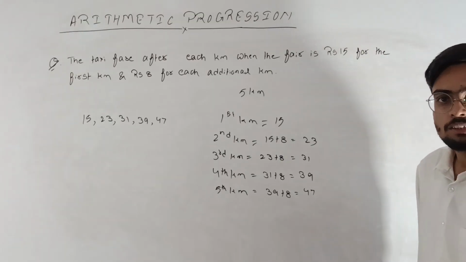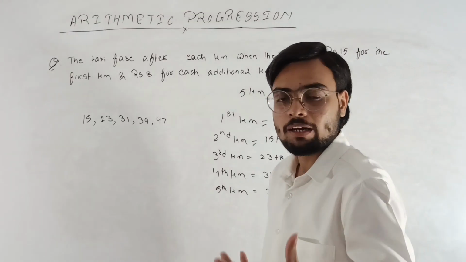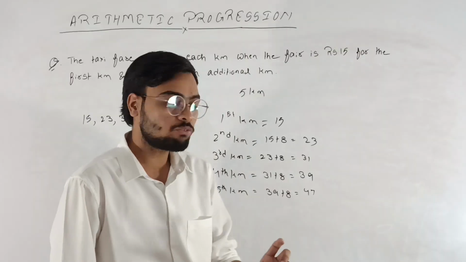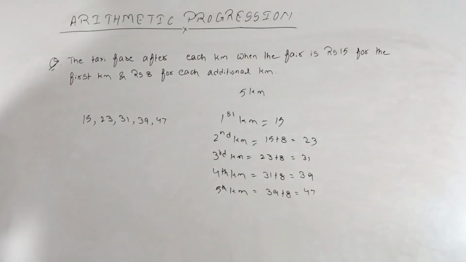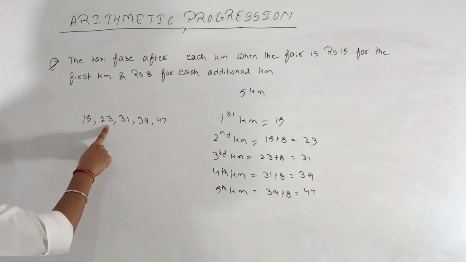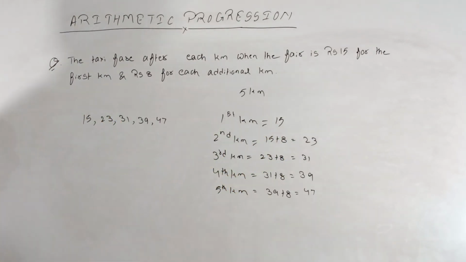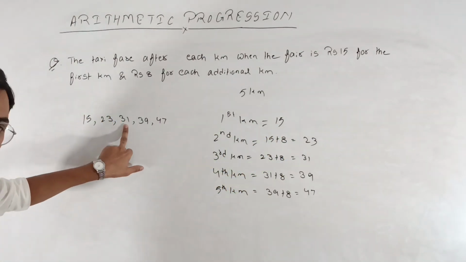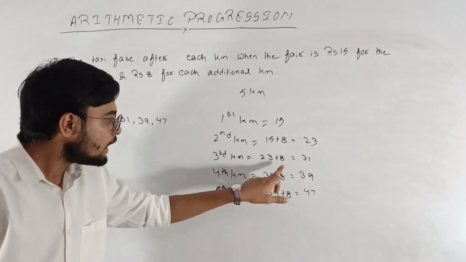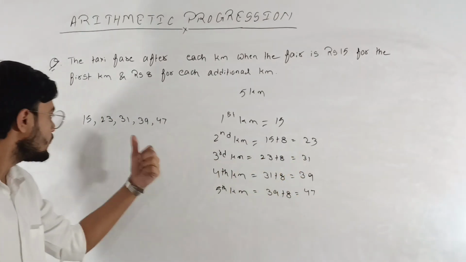Now what is an AP? AP is the sequence which is formed by adding a fixed number to the previous term. So look, my second term is 23. How is 23 obtained? I add 8 to the previous term, that is 15. So I get 23. Third term is 31. How is 31 obtained? I add 8 to the second term, that is 23.